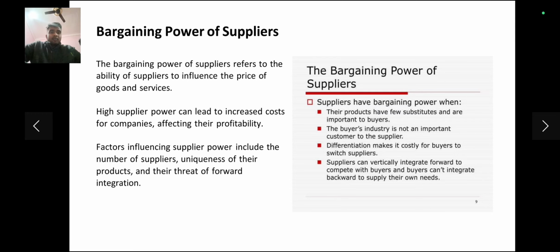The bargaining power of suppliers is high when their products have few substitutes and are important to buyers. The buyers' industry is not an important customer to the supplier. Differentiation makes it costly for a buyer to switch suppliers. Suppliers can vertically integrate forward to compete with buyers, and buyers can't integrate backward to supply their own needs.